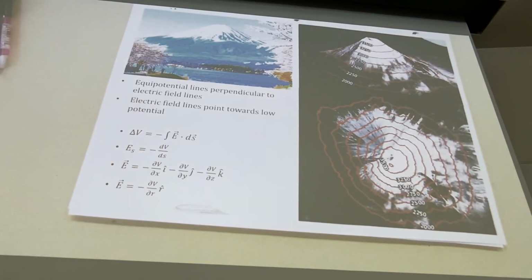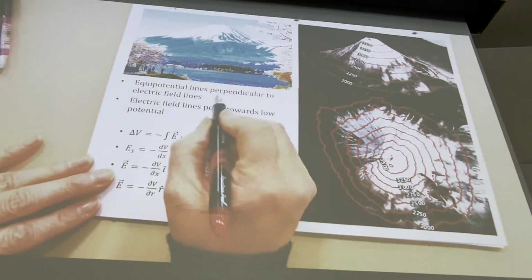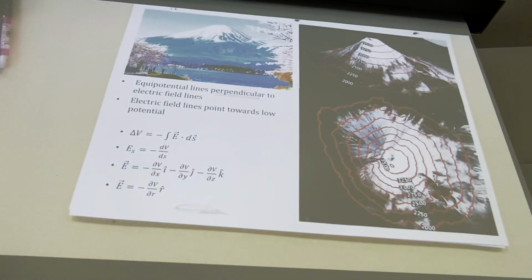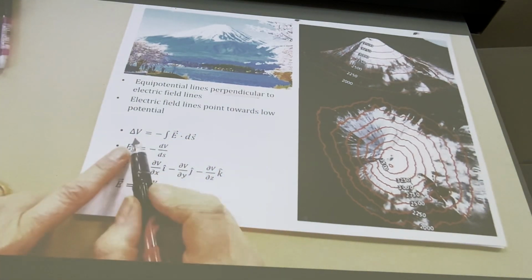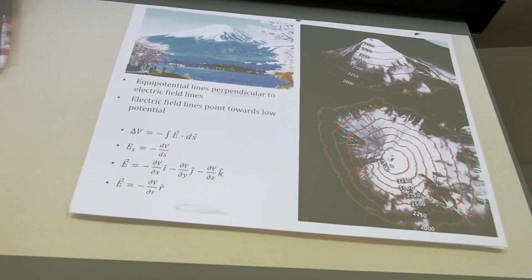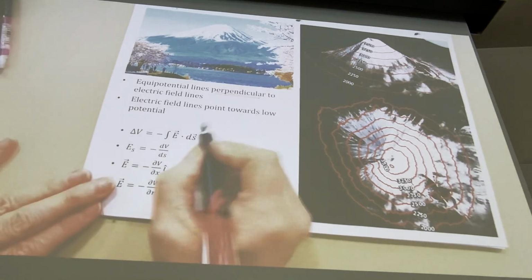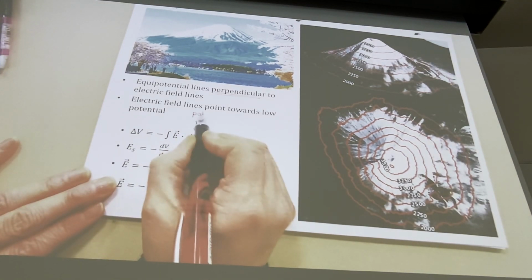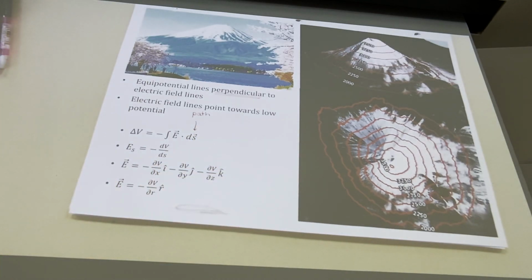So the equipotential lines are always perpendicular to the electric field lines. That's something we can see if we think about our equation. The change in potential, so how it changes, is the negative of the integral of E dot ds. S would be our path. So that's a little bit of our path, the path along which we're moving.